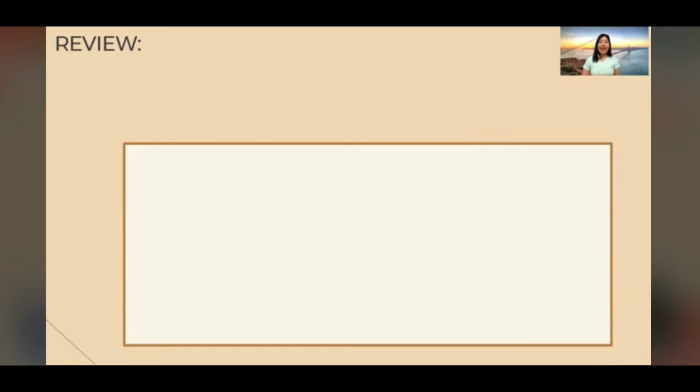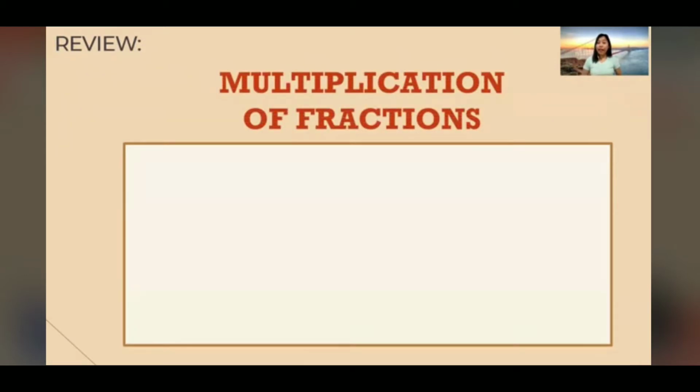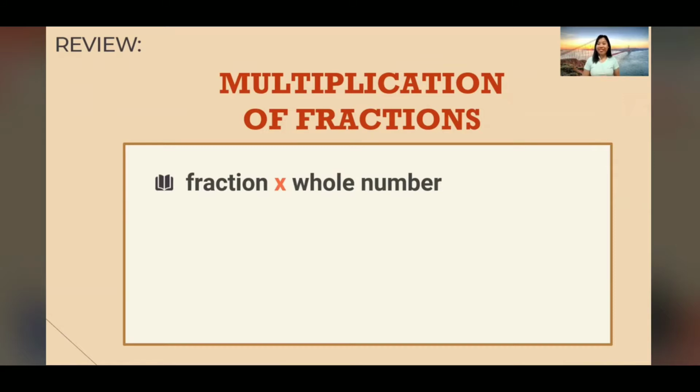Good recall. Our topic last meeting was about multiplication of fractions. And last time we talked about 4 topics under this one. The first one is multiplying a fraction by a whole number. Can you now recall how do we do that? Amazing. So we will just simply put 1 as our denominator in our whole number for us to be able to rename it to fraction. So after that, we may simply multiply them.